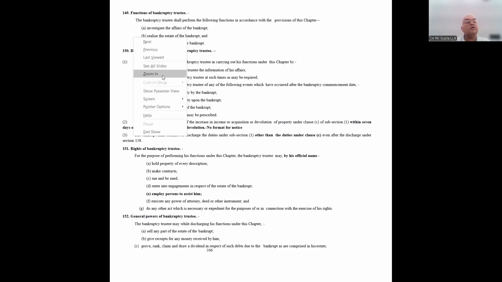So this starts with section 149. So what section 149 says? Section 149 talks of the functions of the bankruptcy trustee. Okay. So now we have to compare how this section is different from the functions of the liquidator. So if we see the functions and if we make a cross comparison between the functions of the liquidator and functions of the bankruptcy trustee, they look more or less the same.